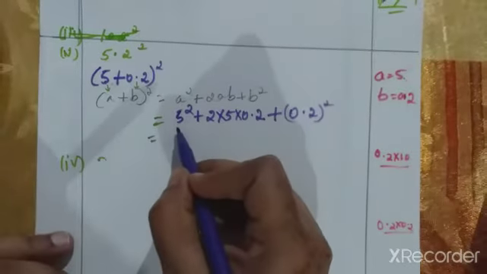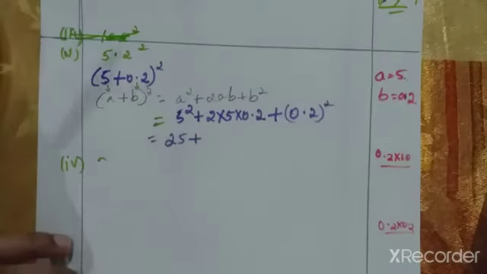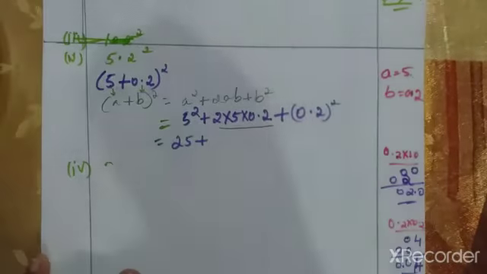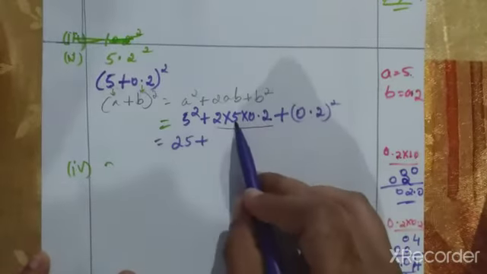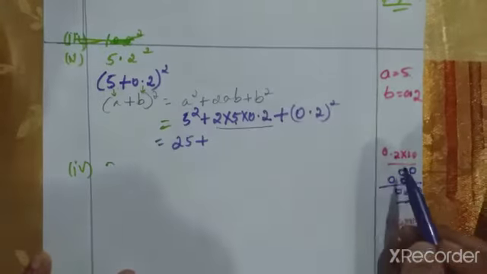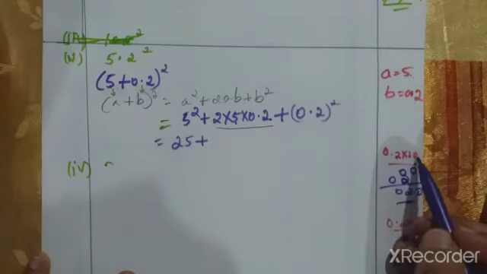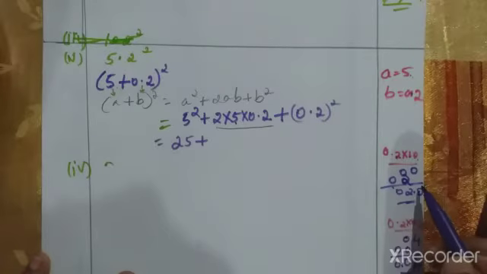Now 5 square means 5 into 5, 5 5s are 25, plus. Now we have to multiply 2 into 5 into 0.2. 2 into 5, 2 5s are 10. 10 into 0.2, or 0.2 into 10. After multiplication, 0 2s are 0, 0 0s are 0, 1 2s are 2, 1 0s are 0. So the answer is 20.